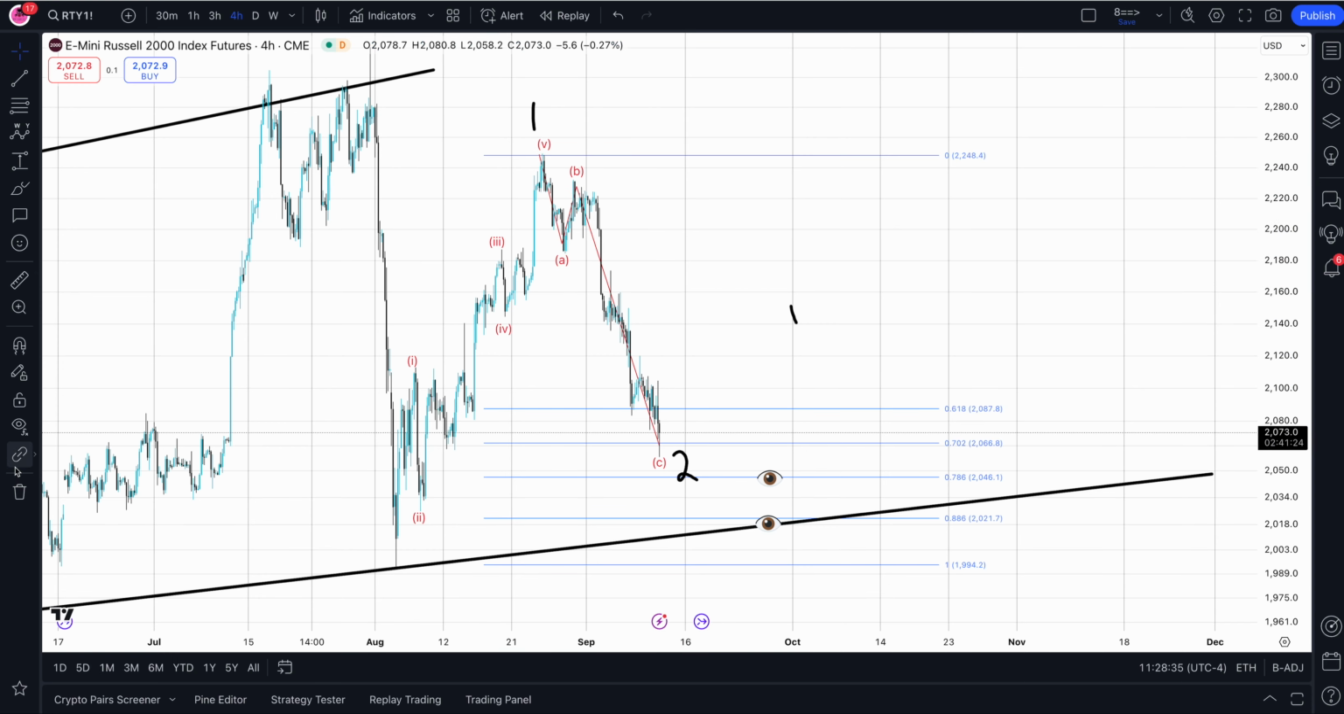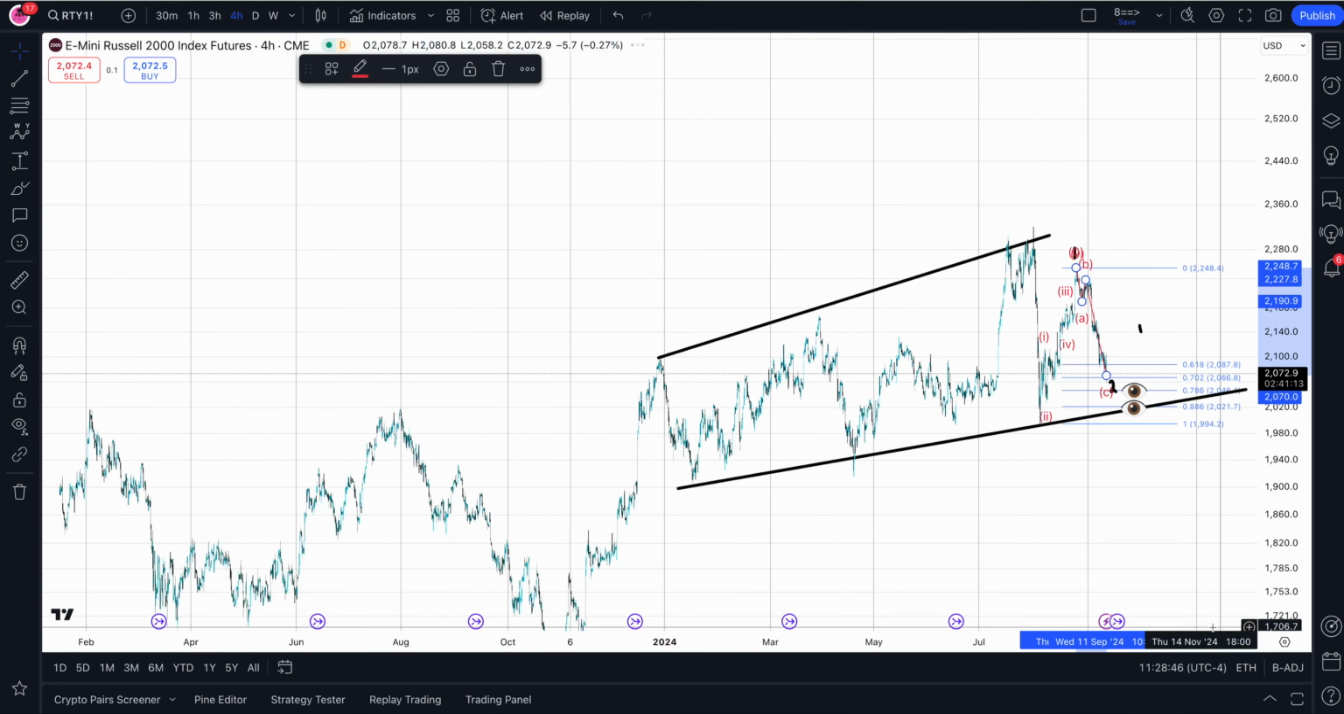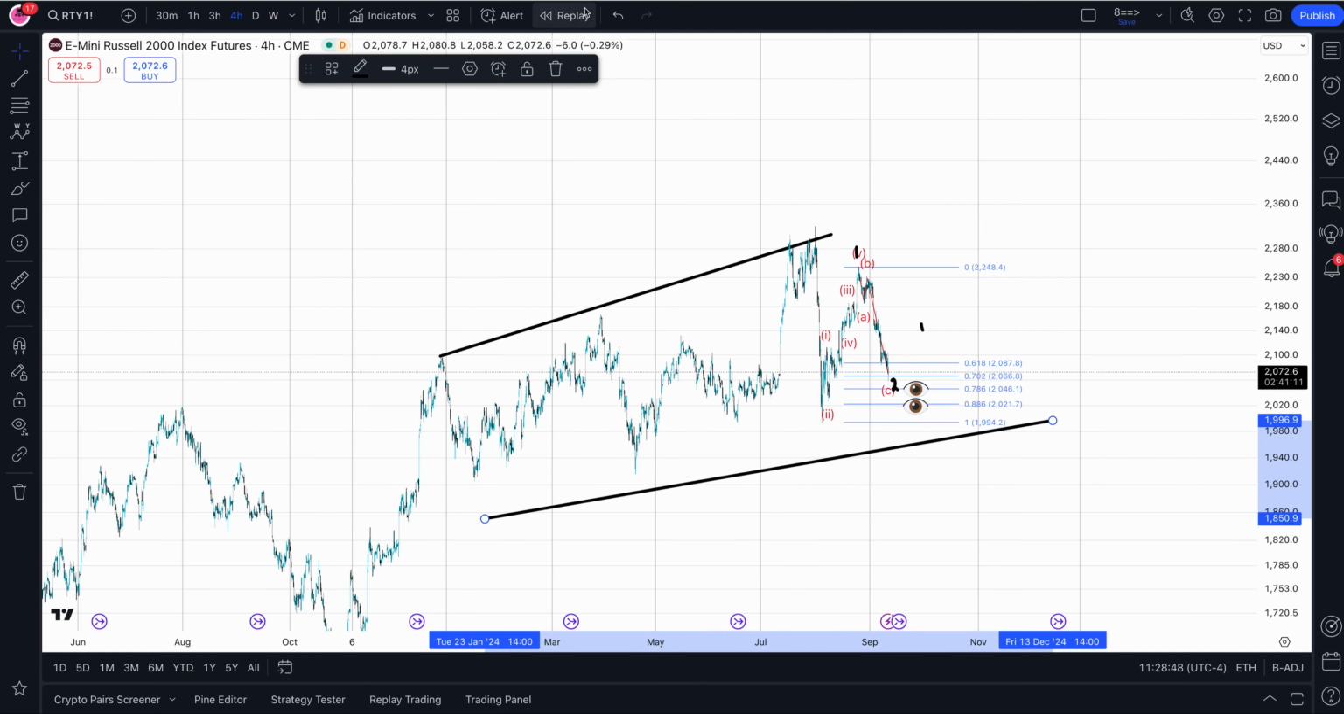So right now we would want to take a look at the Russell. It's on the 702, and there is a possibility it comes down to the 786 or the 886 at 2021, right at this trendline support.